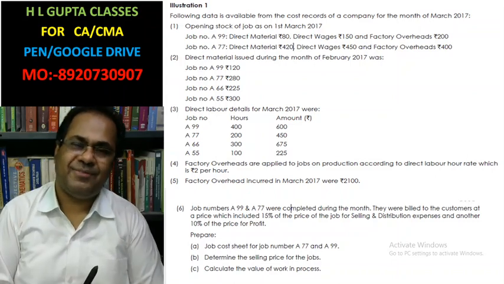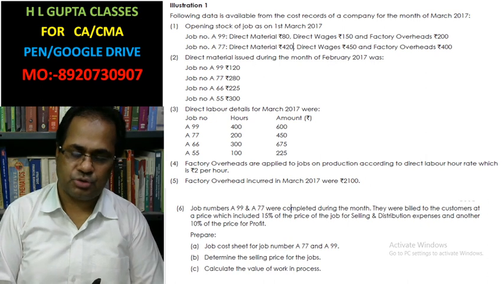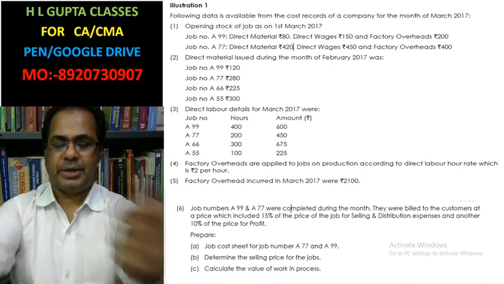Hello friends, I am going to discuss syllabus test number 1 of cost bookkeeping, CMA Inter first group. Please read the questions here.